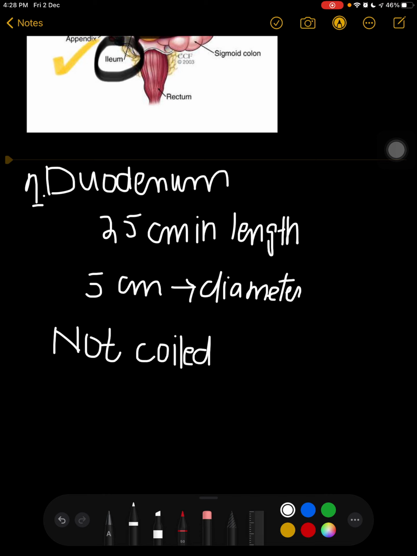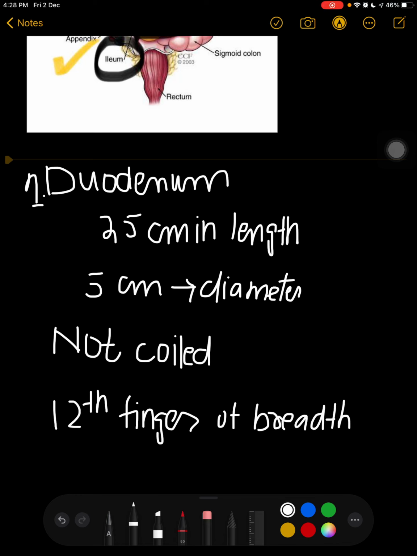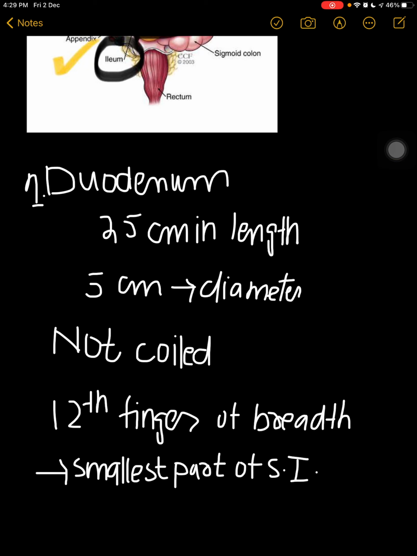And what does the word duodenum actually mean? This word duodenum means 12 fingers' breadth, which means if we put 12 fingers, then its breadth will be formed. So the literal meaning of duodenum is 12 fingers' breadth. And this is the smallest part of the small intestine, right? So I hope this is clear.